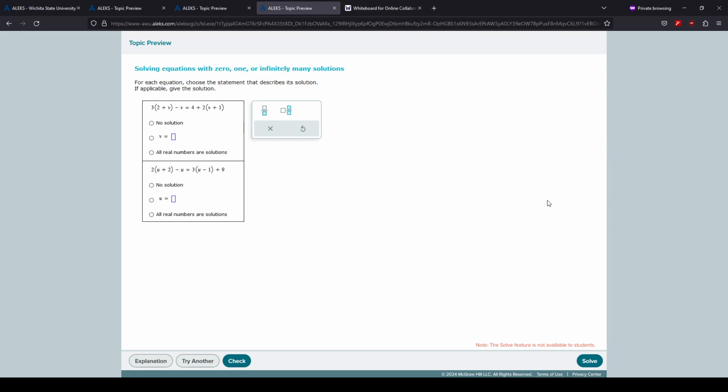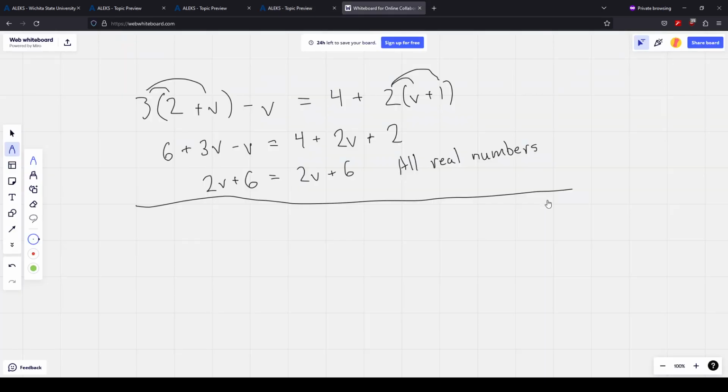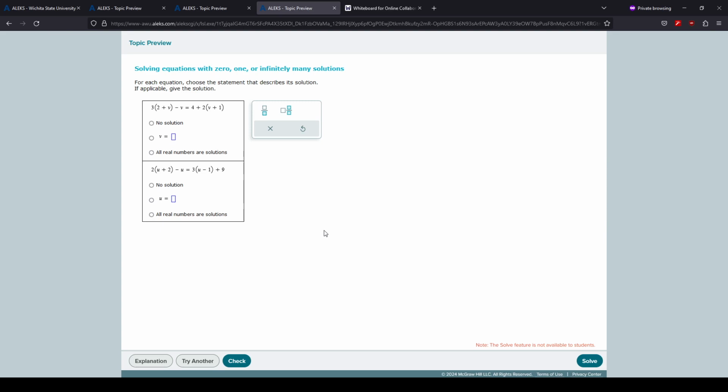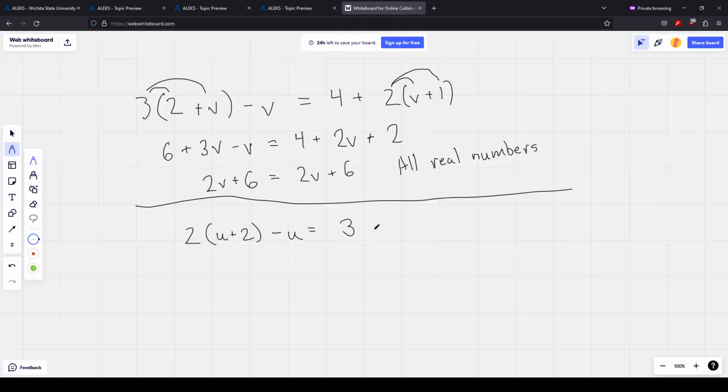All right, this one's kind of similar. On the left-hand side, we have 2 times u plus 2 in parentheses minus u. That'll give us our left-hand side. How about the right? We have 3 times u minus 1 in parentheses plus 9.